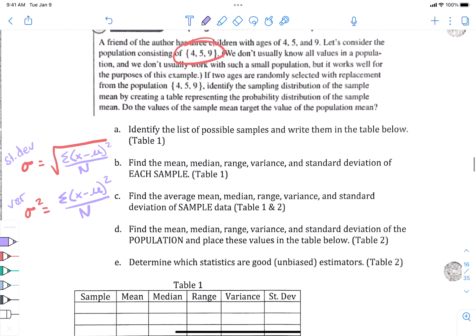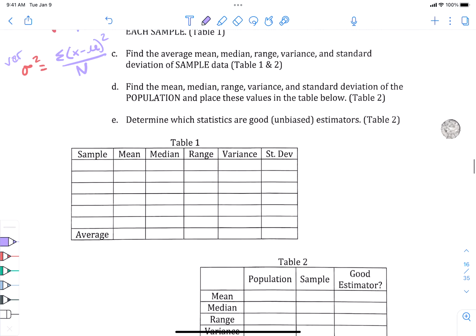Okay. So here's the deal. A friend of an author has 3 children that are ages 4, 5, and 9. Let's consider the population consisting of 4-year-olds, 5-year-olds, 9-year-olds. We don't usually know all the values in a population, and we don't usually work with such a small population. But for simplicity's sake and for wanting to get this problem done in one day, we're going to work with a population that is 4, 5, 9. Just those 3 numbers. Okay?